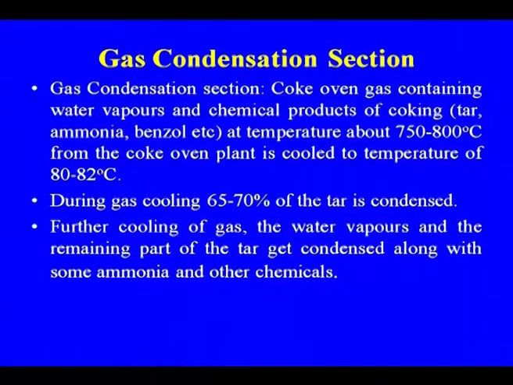Gas condensation section: the coke oven gas containing water vapors and chemical products of the coking is cooled to a temperature of 80 to 82 degrees centigrade. During gas cooling, 65 to 70% of the tar is condensed. On further cooling of the gas, the water vapors and the remaining part of the tar get condensed along with some of the ammonia and other chemicals that we discussed in the flow diagram while discussing the coke oven plant, where the ammonia liquor is used as the scrubbing liquor.